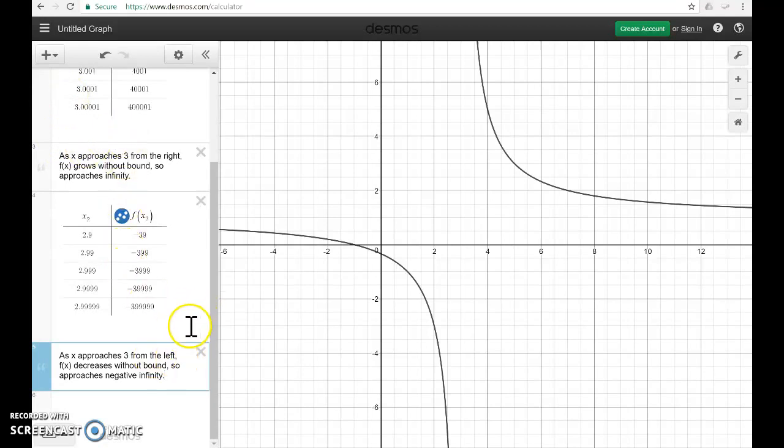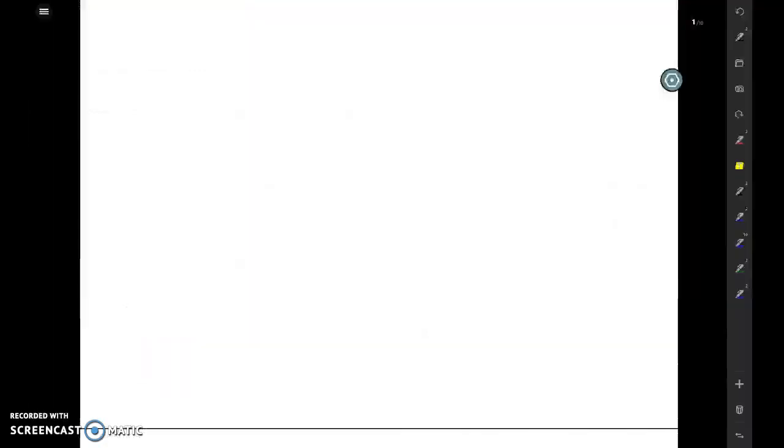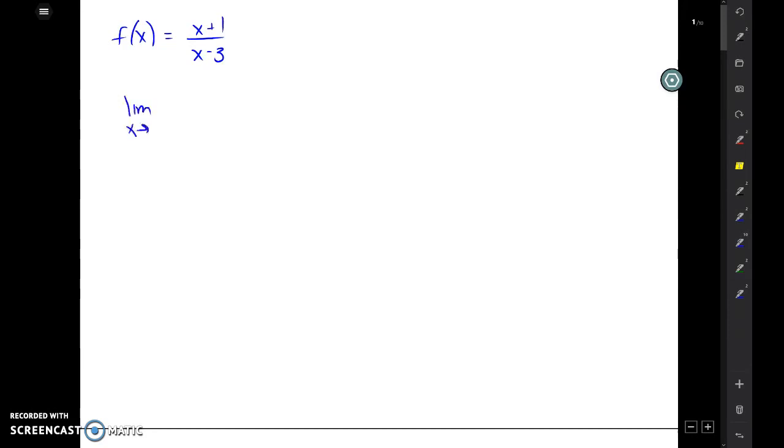Okay, so notation-wise, here's the way that I would end up writing that. Again, we had the function x plus 1 over x minus 3. Numerically and graphically, I saw that the limit as x approaches 3 from the right, plus, was positive infinity.